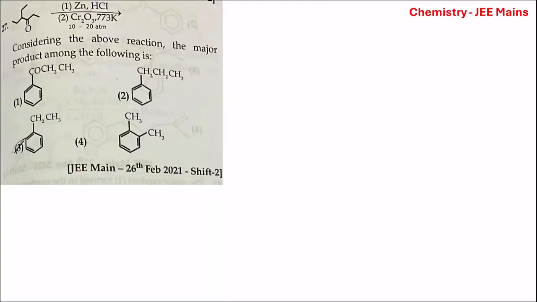Now in this reaction, considering the above reaction, the major product among the following is. Now labeling these carbon atoms 1, 2, 3, 4, 5, 6. There are 6 carbon atoms. So this can be written like this. 1, 2, 3. On the 4th carbon there is a carbonyl group. 4, 5, 6. And on the 3rd carbon there is a CH2 CH3 group.